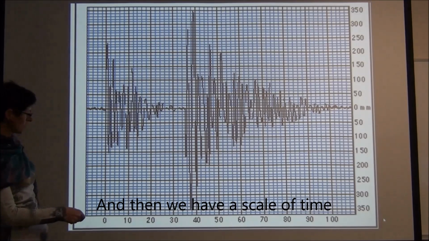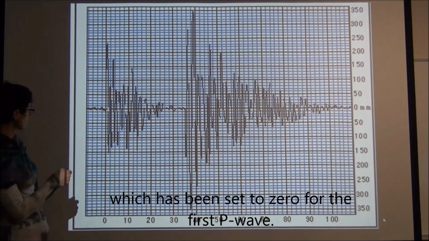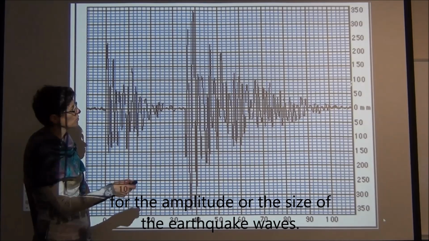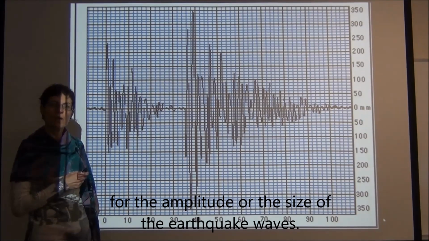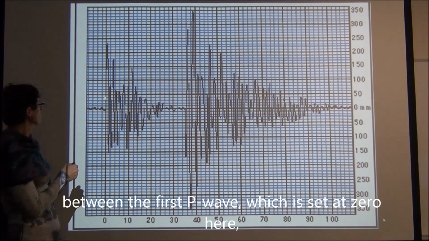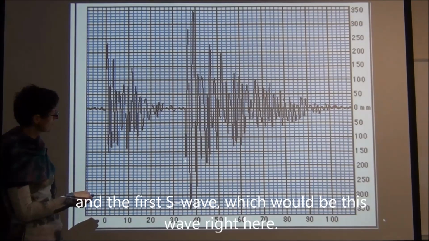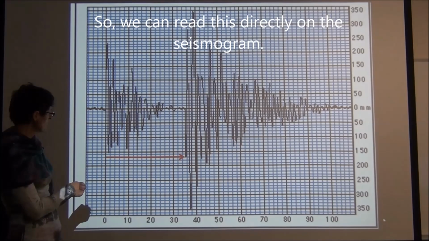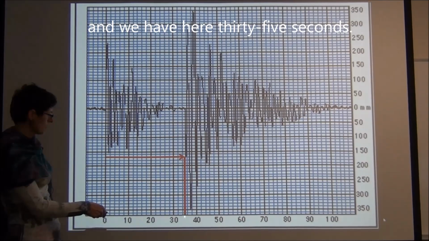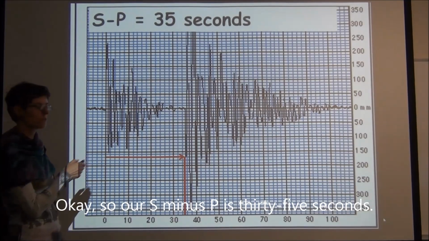And then we have a scale of time on the horizontal axis, which has been set to 0 for the first P wave, and we have a scale of size for the amplitude or the size of the earthquake waves. So first, to determine the distance, we need to determine the interval of time between the first P wave, which is set at 0 here, and the first S wave, which would be this wave right here. So we can read this directly on the seismogram, and we have here 35 seconds. Okay, so our S minus P is 35 seconds.